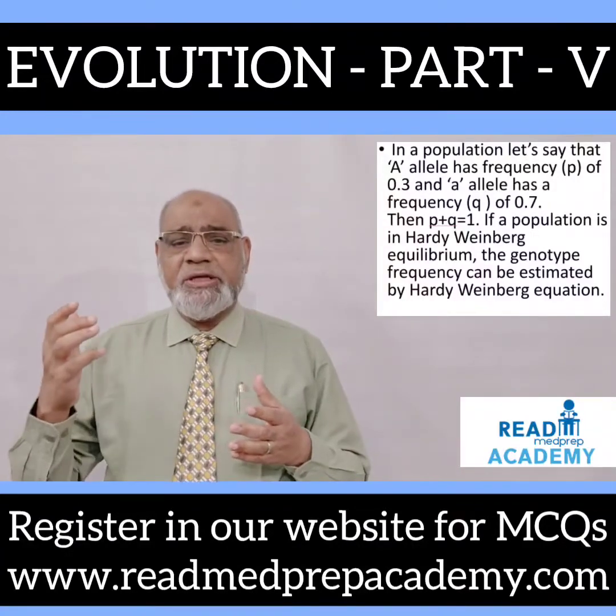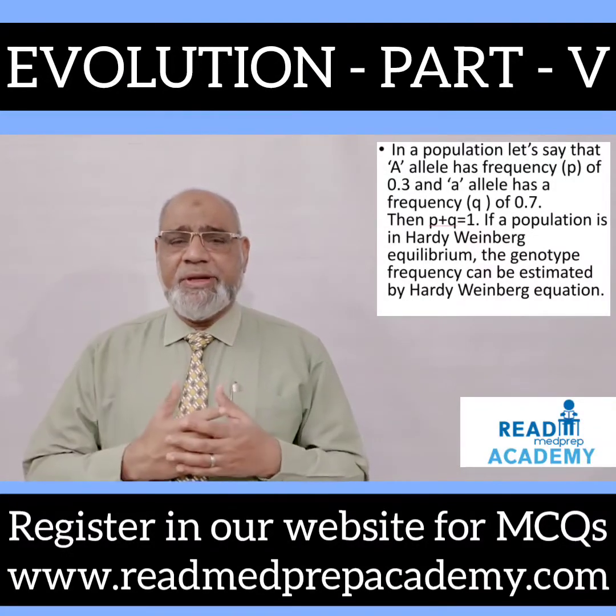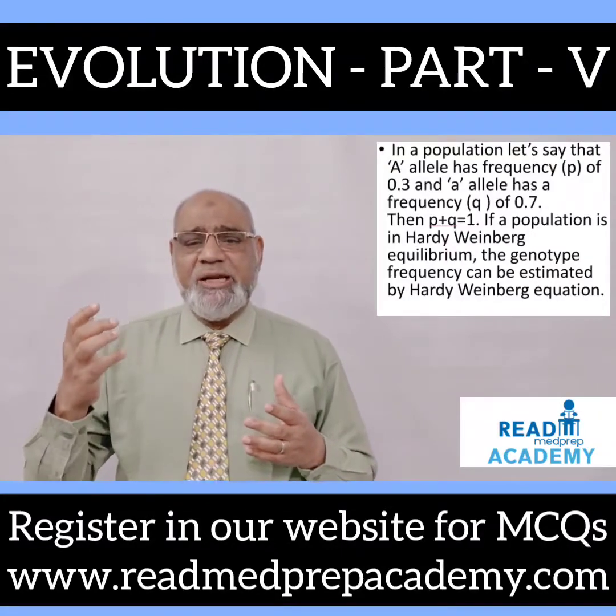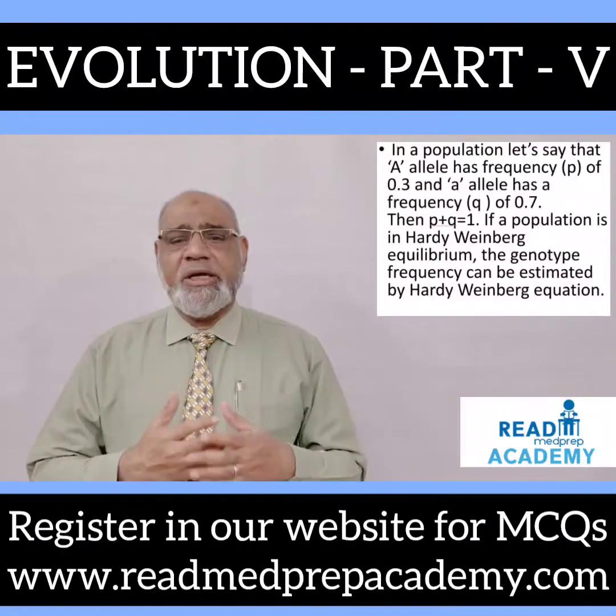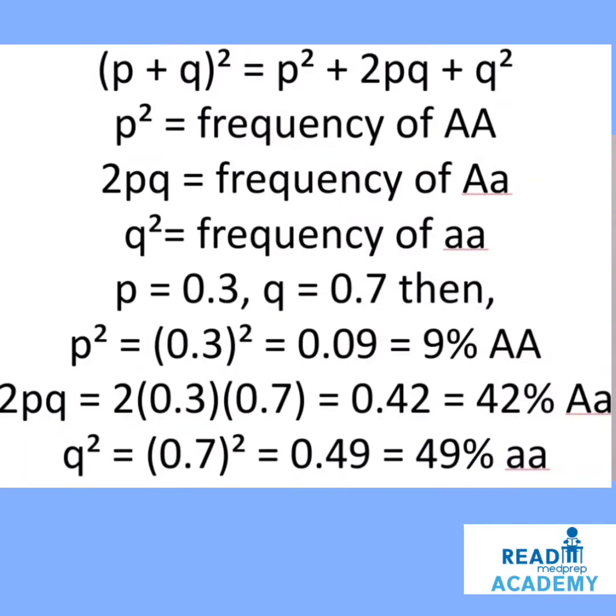If a population is in Hardy-Weinberg equilibrium, the genotype frequency can be estimated by the Hardy-Weinberg equation. The equation is (P plus Q) the whole square is equal to P square plus 2PQ plus Q square, where P square is the frequency of capital A capital A, 2PQ is the frequency of capital A small a, and Q square is the frequency of small a small a. So P is equal to 0.3, Q is equal to 0.7.